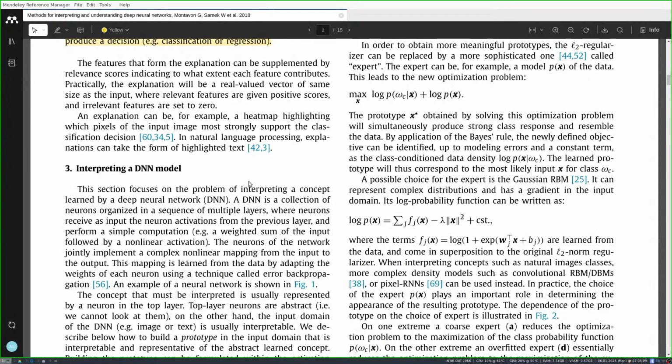Interpreting a deep neural network model. This section focuses on the problem of interpreting the concept learned by a deep neural network.